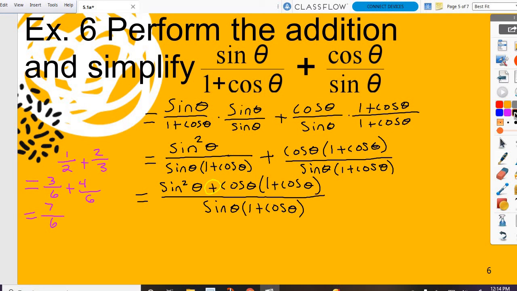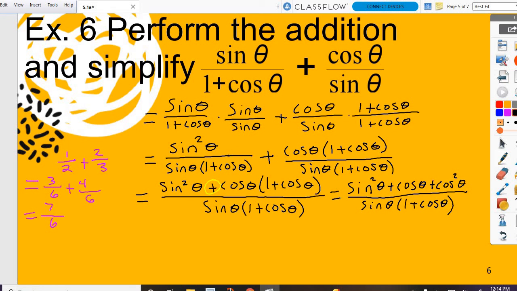So what might we do instead to simplify? Well, right now we have cosine times all of this stuff, right? Okay, so what's that called? How do we multiply that? Distribute, okay, so we would have cosine of theta plus cosine squared of theta. Again, I haven't done anything to the bottom, so it stays the same.